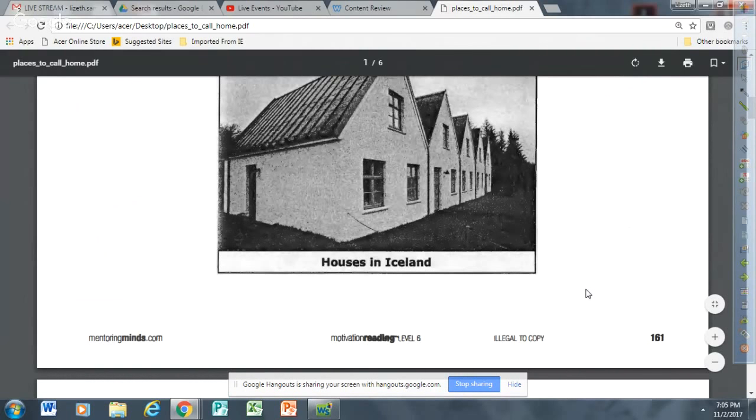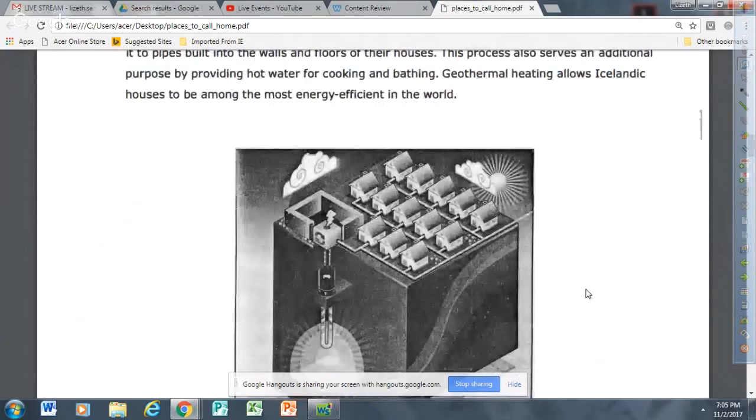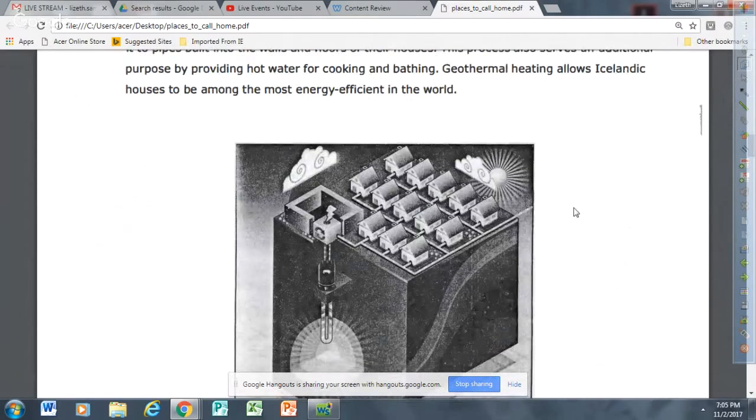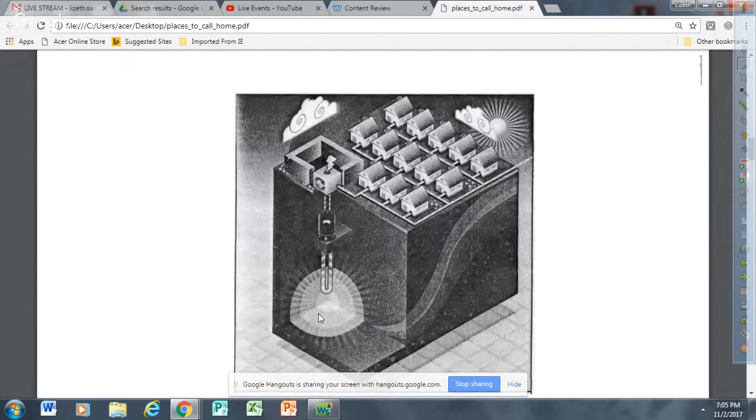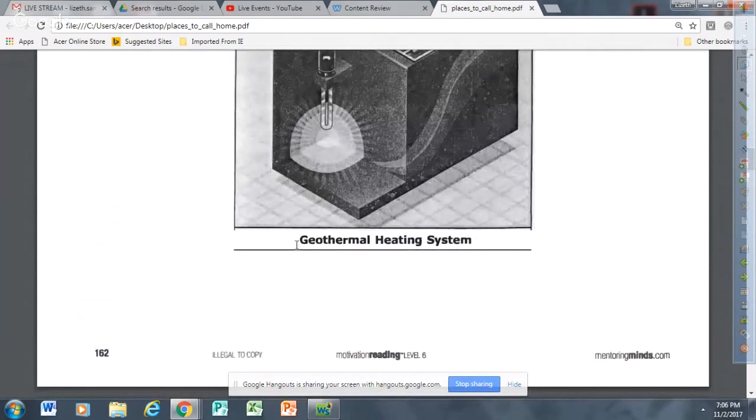If I keep looking down the text, I see a diagram, and it's a diagram because it's showing something. I see sunlight. It looks like the earth right here, the core of the earth. Something's going down, back up, and then it goes into all the houses. I don't know what this part is. I wonder, maybe I'll find out after I read. And it says geothermal heating system.